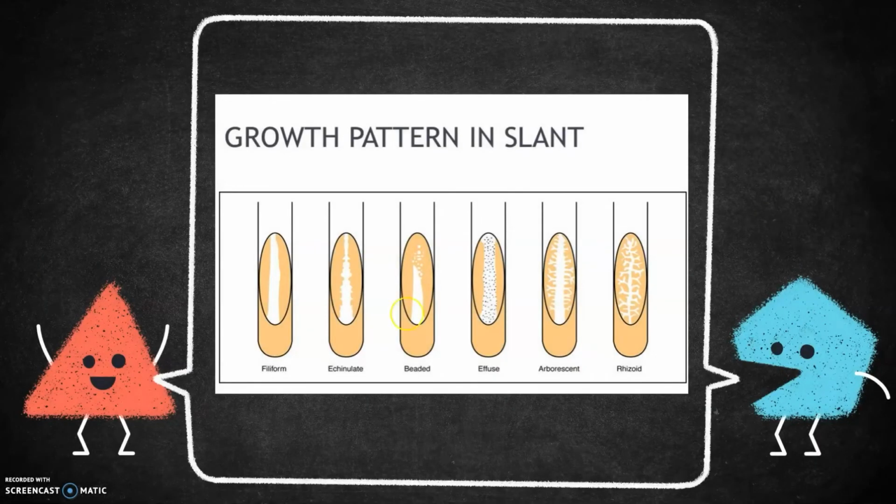So, all in all, these are the forms of pattern of growth in agar slants, which are the filiform, echinulate, beaded, effuse, arborescent, and rhizoid.